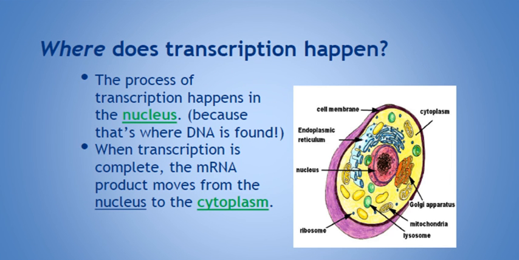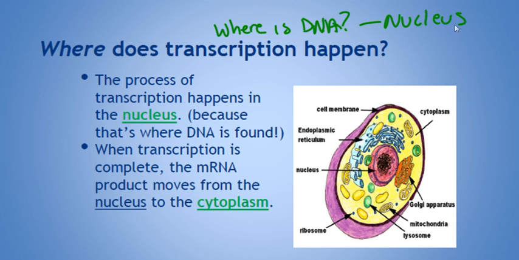Where does this happen? Well, think about where DNA is. DNA is in the nucleus, so that is where transcription is going to happen. If it's too big to leave the nucleus, this is the only place it can happen. And then when transcription is complete, the RNA will leave the nucleus through the nuclear pores and move into the cytoplasm and wait for translation to begin. The ribosome will find it.